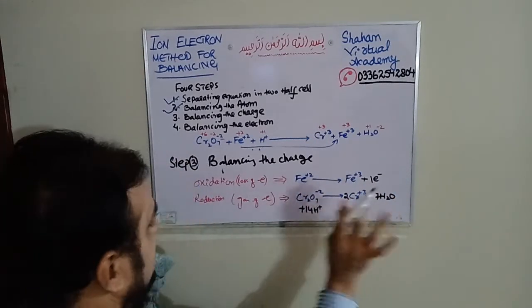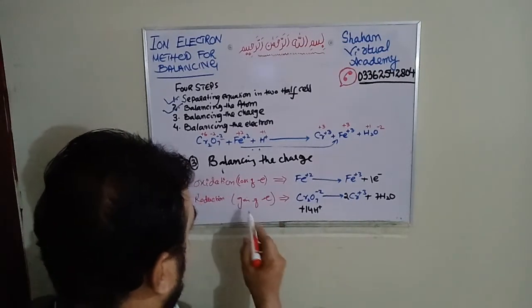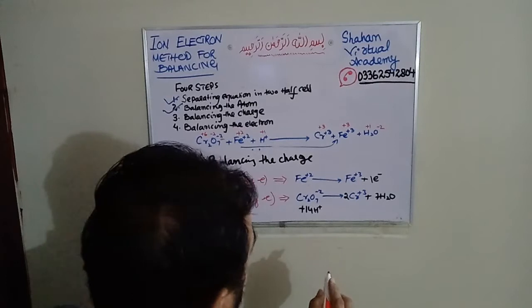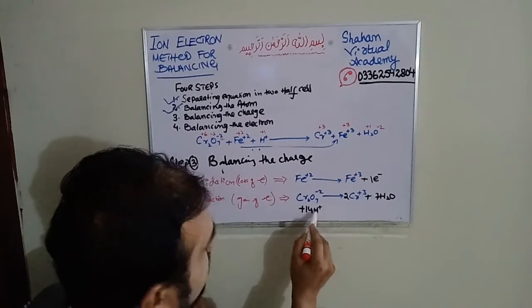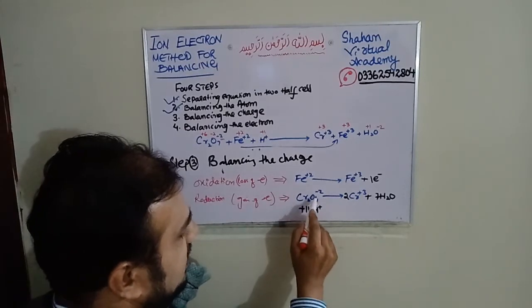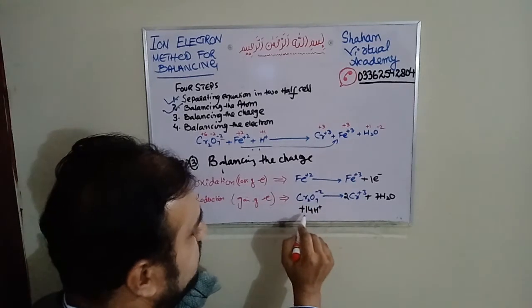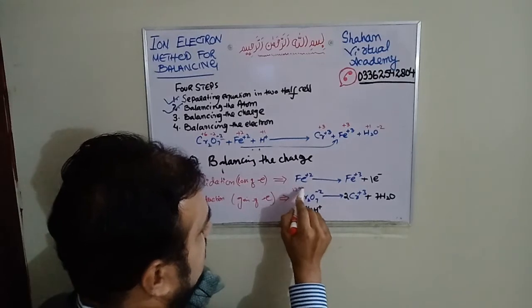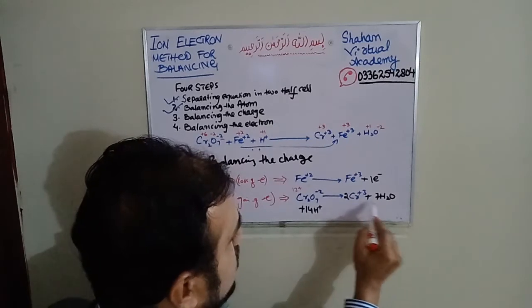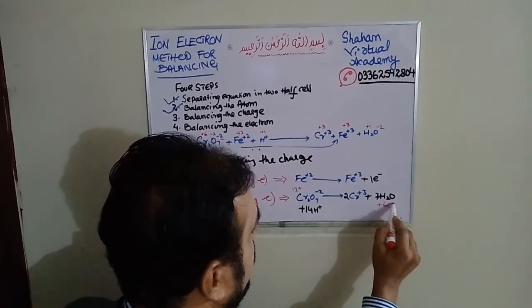So plus 2 is balanced. In the reduction state, what have we done? We have to balance the charge. The charge here is 14 plus and minus 2 on the left side of the reduction state. So 14 plus minus 2, when we add up, it becomes 12 plus. So here 2 multiplied by 3, 6 for chrome.